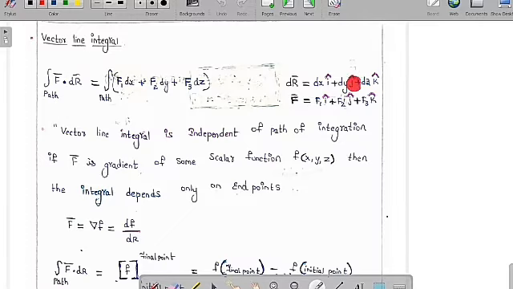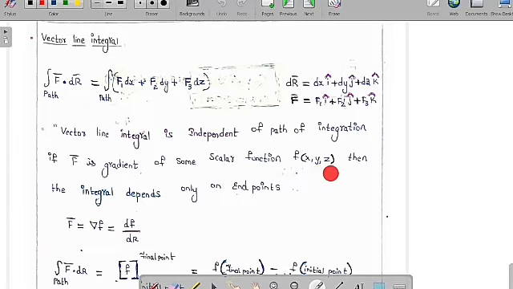So dr bar is nothing but dx i cap plus dy j cap plus dz k cap, whereas f bar is nothing but f1 i cap plus f2 j cap plus f3 k cap. If you take the dot product of these two vectors, it means multiplying the corresponding elements and then adding them. Therefore f1 into dx plus f2 into dy plus f3 into dz, and then integrate across that path.